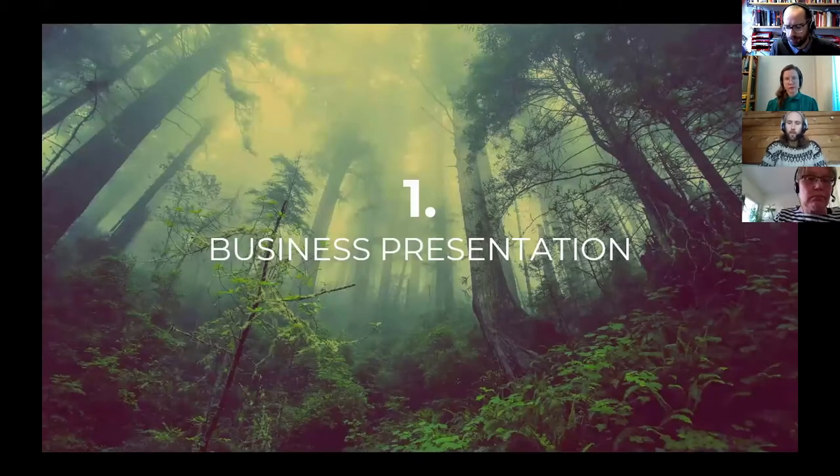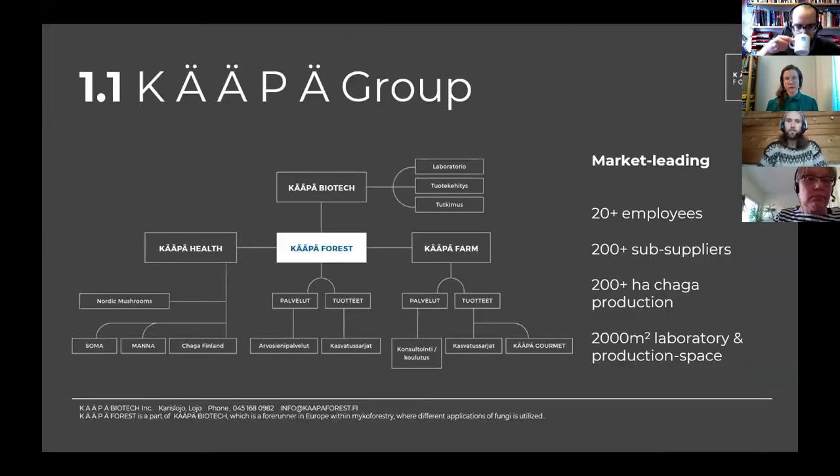So what kind of business is Kappa Group? We're a biotech company working with fungi and their implementations, not only chaga. And I am working for the part which is in the middle, Kappa Forest, where we harvest wild chaga and cultivate chaga and reishi together with our partners. We also have our own production line of mushroom products, which is called Kappa Health. And under that, there's the wholesale division, Nordic Mushrooms, where companies that want to sell our products under their own brands can order that as well. And we also have a farm where we grow several medicinal mushrooms. Right now, we have about 2,000 square meters of laboratory and production space, and hopefully in the near future, we'll triple that size.